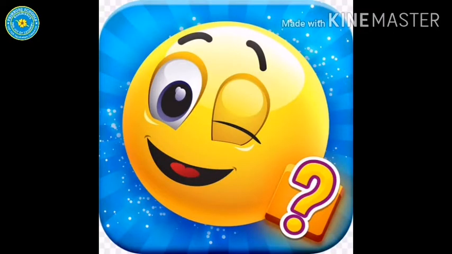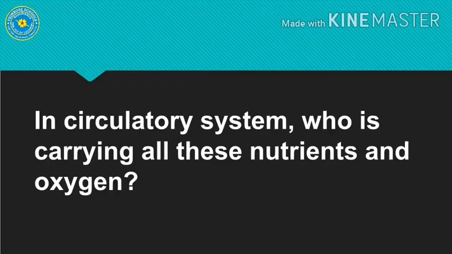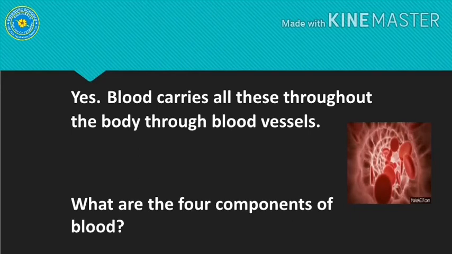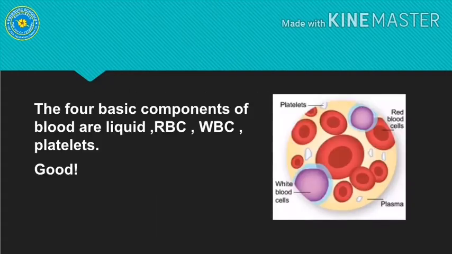Next, let me ask you a question. In the circulatory system, who is carrying all these nutrients and oxygen? Yes, blood carries all these throughout the body through blood vessels. What are the four components of blood? The four components of blood are liquid, RBC, WBC and platelets.